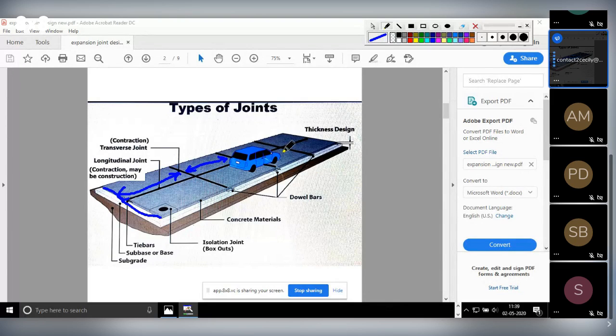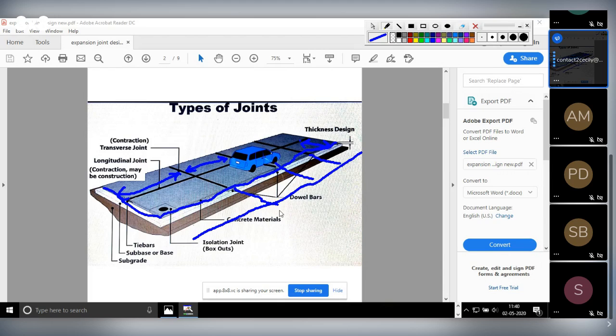Clear? Suppose this is two lane. Now suppose there will be another lane also, same like this only. Then if they ask you to design the longitudinal joint, that means what? Spacing between this one longitudinal joint and this second longitudinal joint. So the space between the two successive joints we have to calculate.